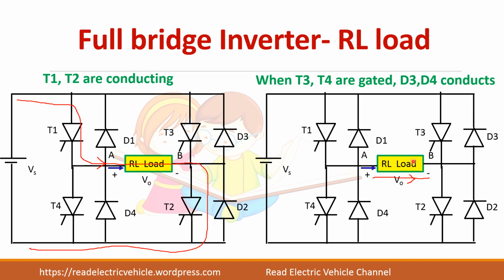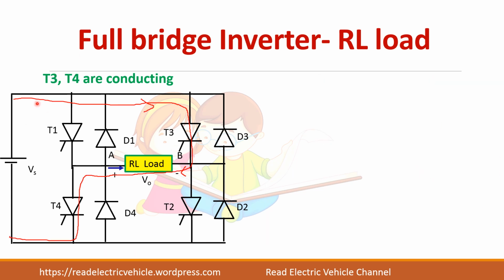But since it is an inductive load, current cannot change its direction immediately. So current has to flow in the same direction, A to B. So diodes D3 and D4 conduct in the same direction to carry the current. Once this current becomes 0, T3 and T4 will start conduction. When diodes are conducting, the parallel thyristors will be reverse biased by this conduction voltage.